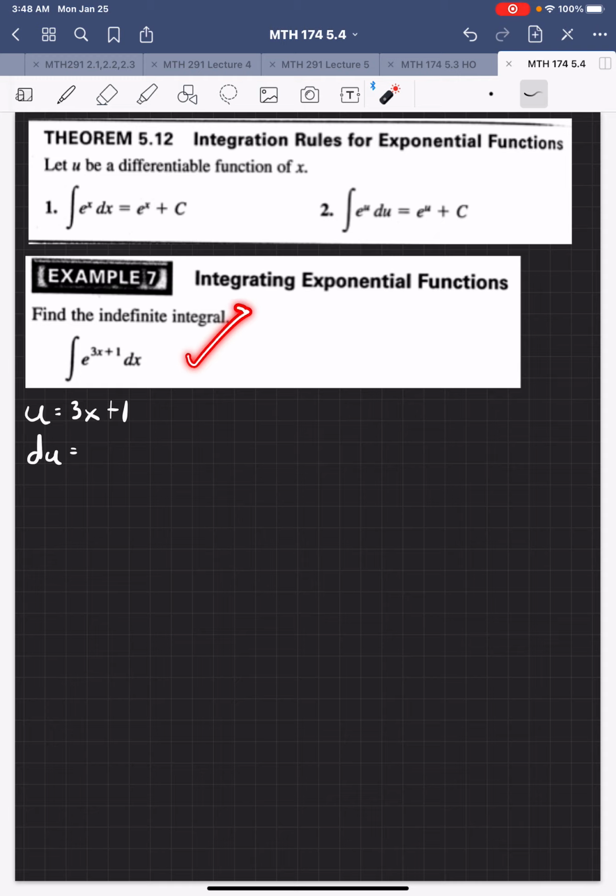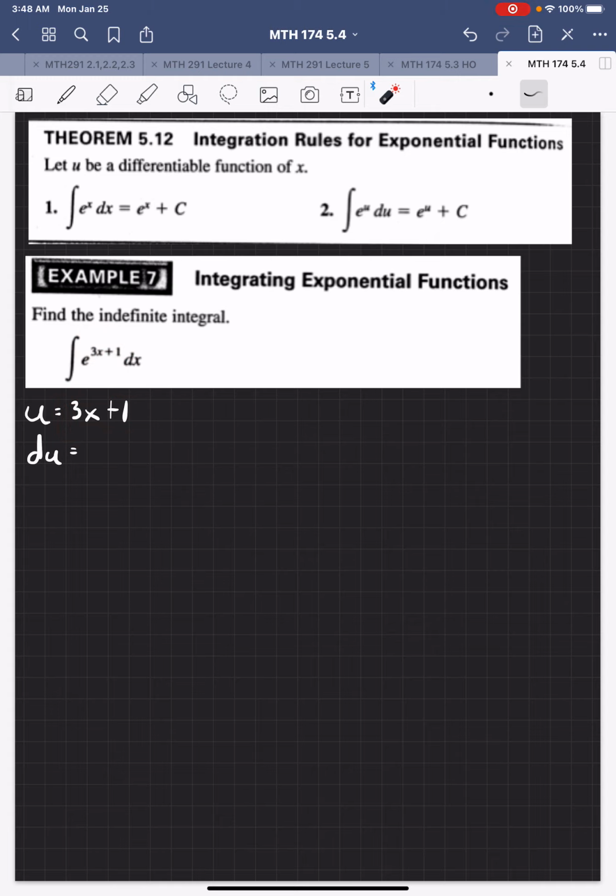So we want to integrate e to the power of 3x plus 1, and we want to integrate with respect to x. Well, if this were just e to the x, then this would be a lot easier. But it's not e to the x, it's e to the 3x plus 1. So let's go ahead and let u equal 3x plus 1.